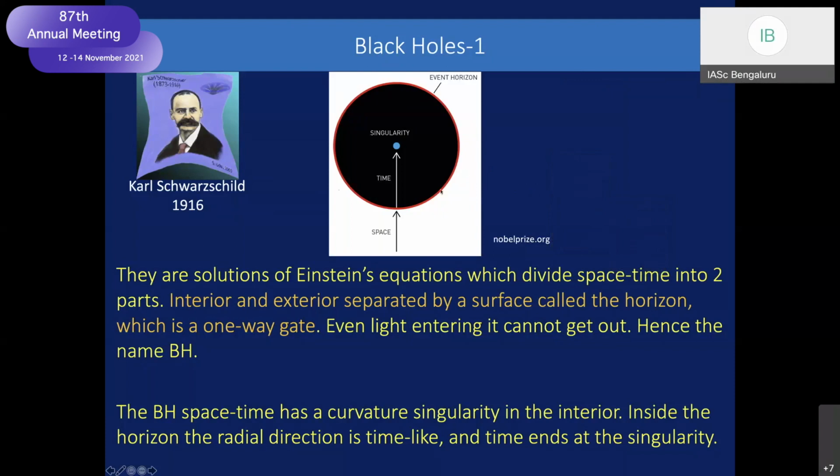So here is a picture, a cartoon. There are lots of cartoons in this talk of what a black hole is. So it's, as I said, a solution that divides space-time into two parts, the interior and the exterior of the horizon. And the interior has a singularity about which we will have nothing to say in this talk.